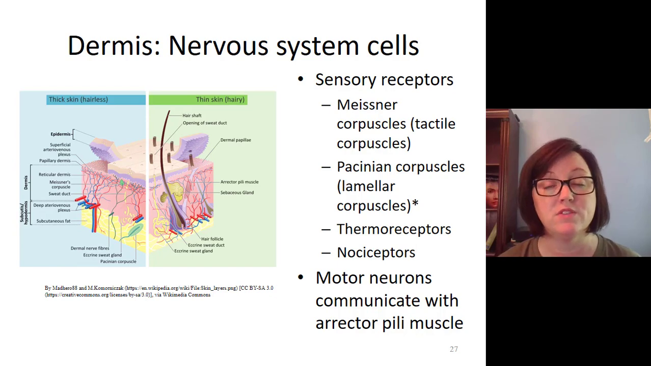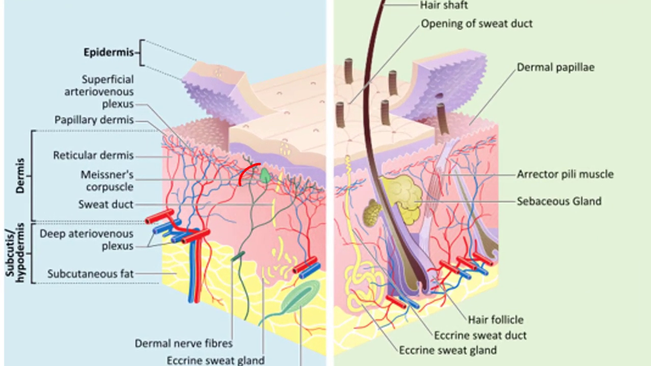Some of them are involved with our sense of touch, like Meissner's corpuscles are important for detecting light touch, and Pacinian corpuscles are important for detecting deep touch. But some of these sensory receptors are there for detecting changes in temperature. We have hot and cold thermoreceptors that can detect changes in temperature. And then we also have basically what are raw nervous system cell endings that detect things like pain, and those are called nociceptors.